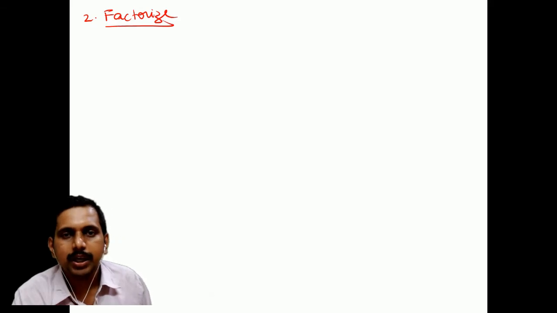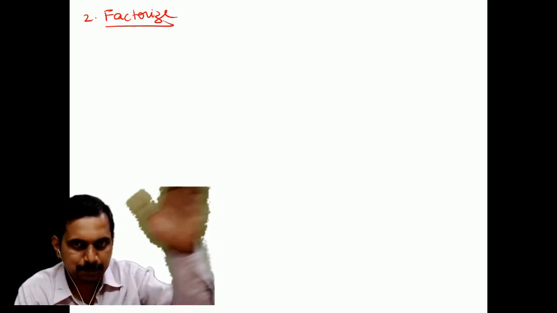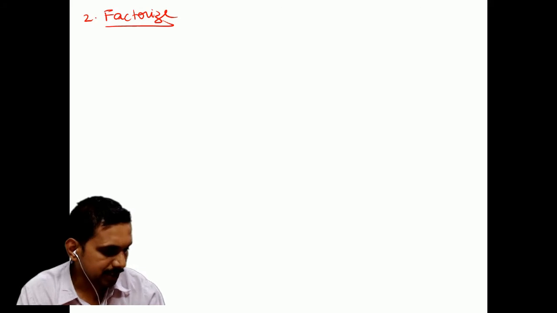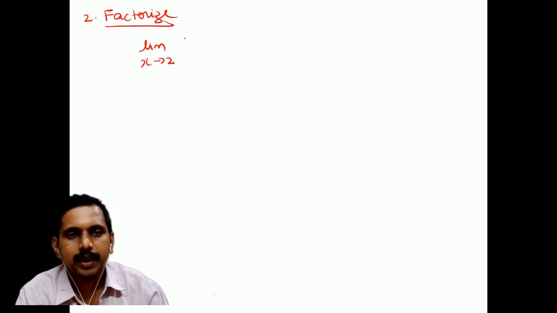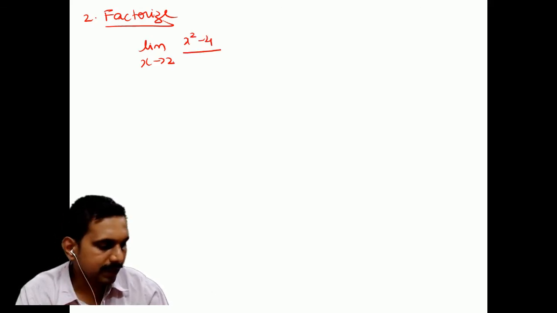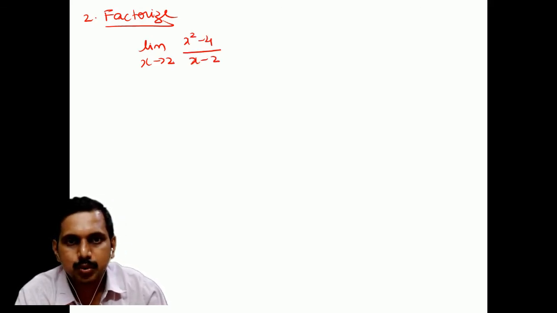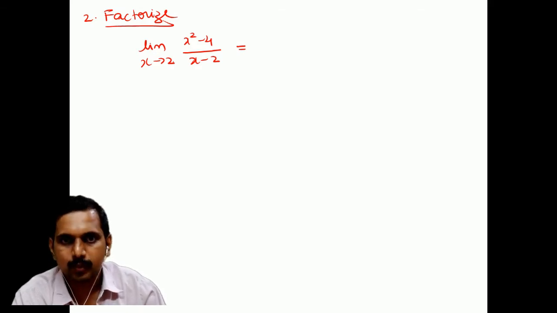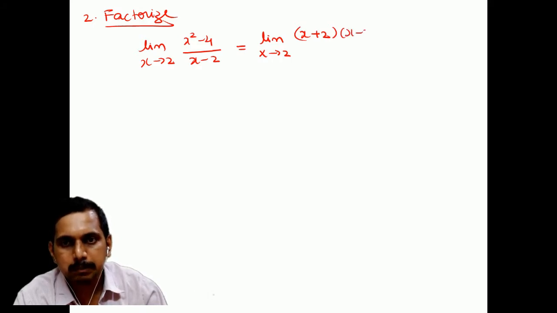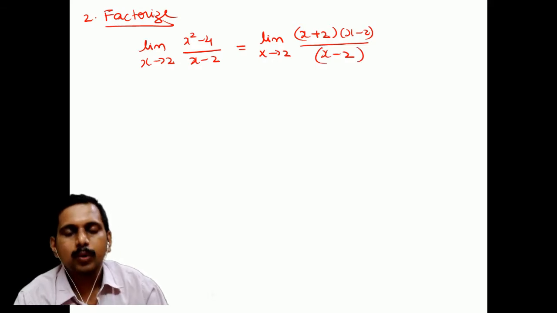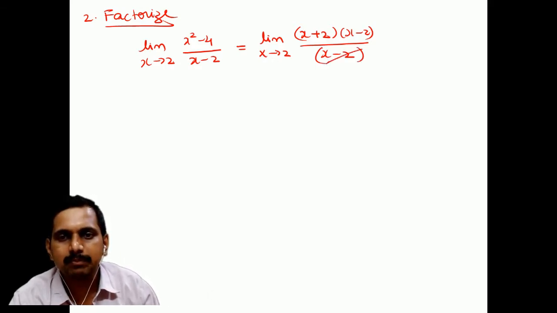Factorize. If you cannot substitute, factorize. Step by step I am telling you. For example, here we have limit x tending to 2 of (x square minus 4) divided by (x minus 2). Here I can factorize this as (x plus 2)(x minus 2) divided by (x minus 2). So while factorizing, I will get something cancelled.